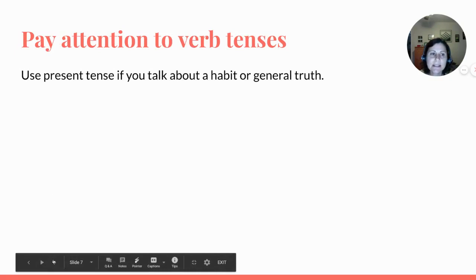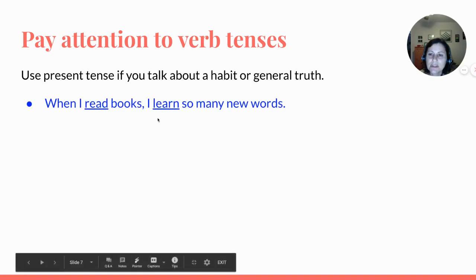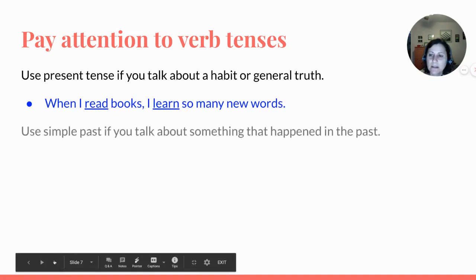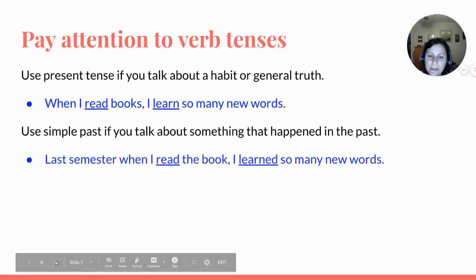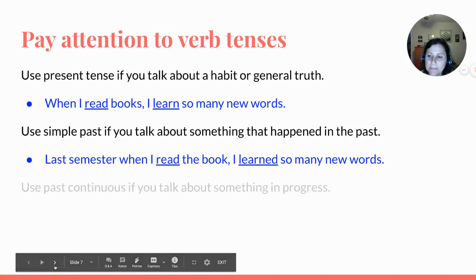Use present tense if you talk about a habit or general truth. When I read books, I learn so many new words. This is generally true. I'm not talking about a specific time. We use the simple past if you talk about something that happened in the past. Last semester when I read the book, I learned so many new words. So this happened in the past, so I'm going to use the simple past.